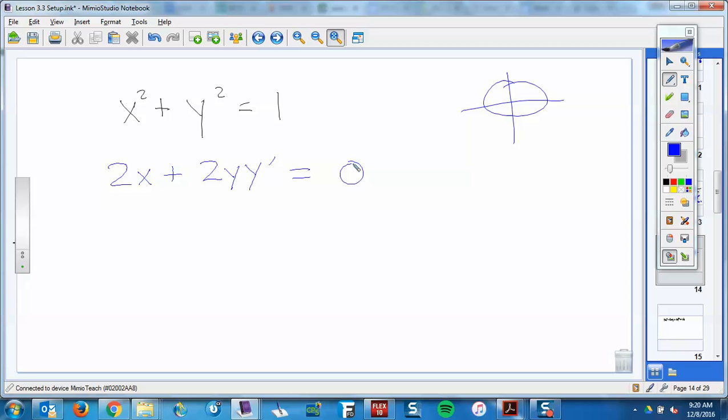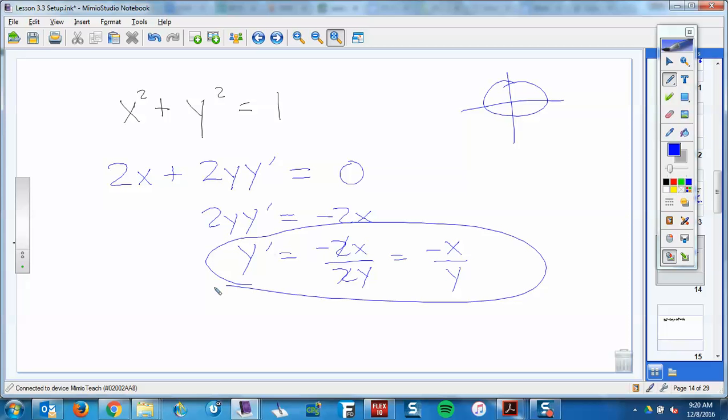Now, we want to do what next? Solve for y prime. So we'll subtract the 2x over. We'll divide by 2y. 2's cancel. And there's our y prime right there.